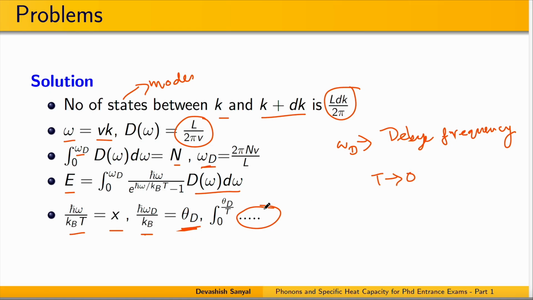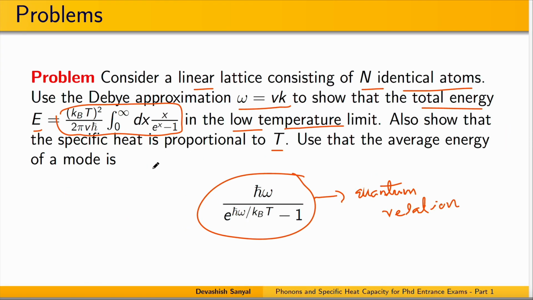Since we are taking the low temperature limit, we take T tending to 0, and the upper limit becomes infinity. That's how you will get this relation. And the specific heat being proportional to T you can easily see, because if you take the derivative of this energy with respect to T, what you get is T. So the specific heat in this case is proportional to T.